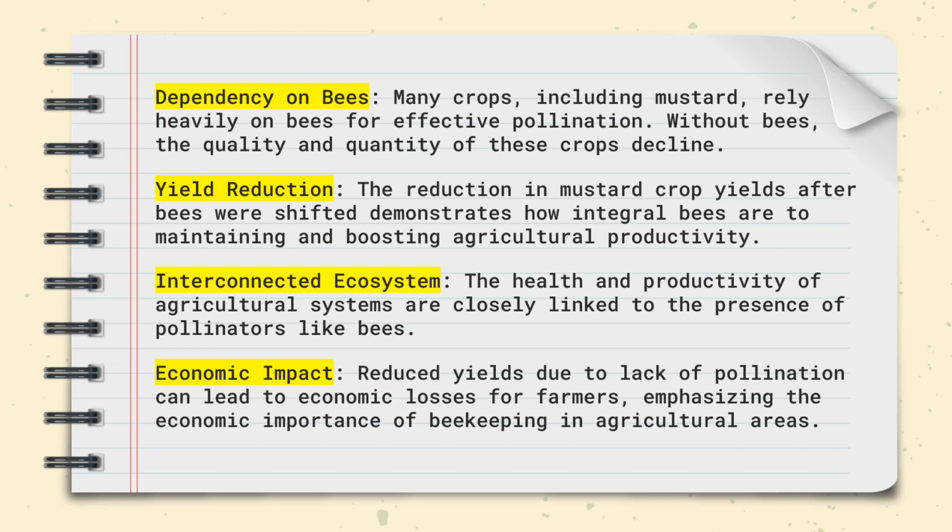Interconnected ecosystem. The health and productivity of agricultural systems are closely linked to the presence of pollinators like bees. Economic impact. Reduced yields due to lack of pollination can lead to economic losses for farmers, emphasizing the economic importance of beekeeping in agricultural areas.